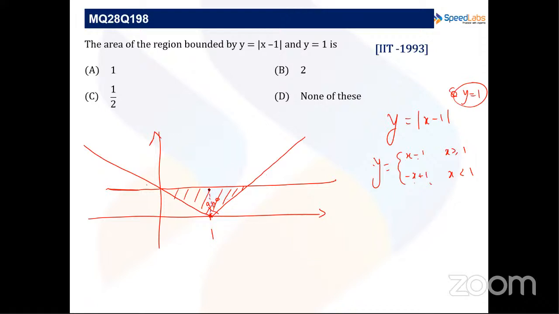Now you draw it. This length is 1. This length is also 1. And this point we will know when y equals 1. If you put y equals 1, you will get x equals 2 here. So this is a triangle whose base is of length 2 and height is 1. So area will be half base into height, so it will be 1. So our option A is correct.